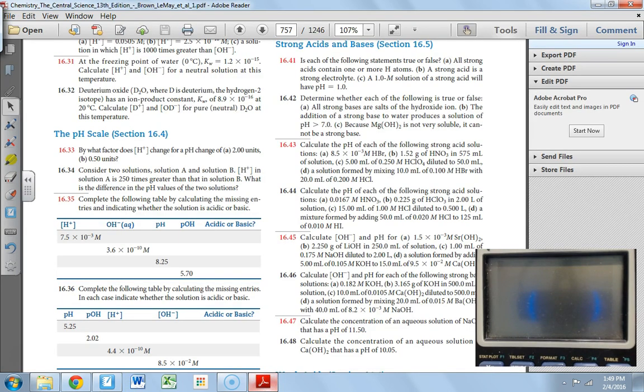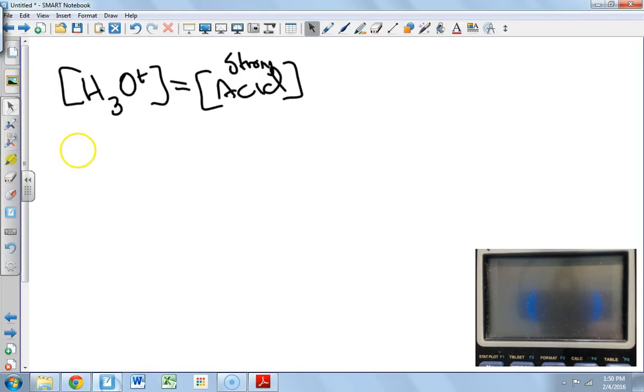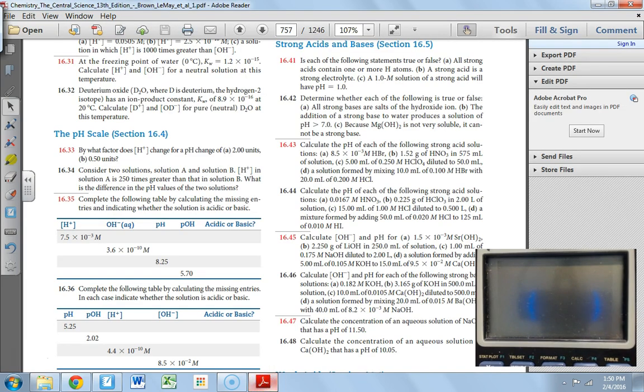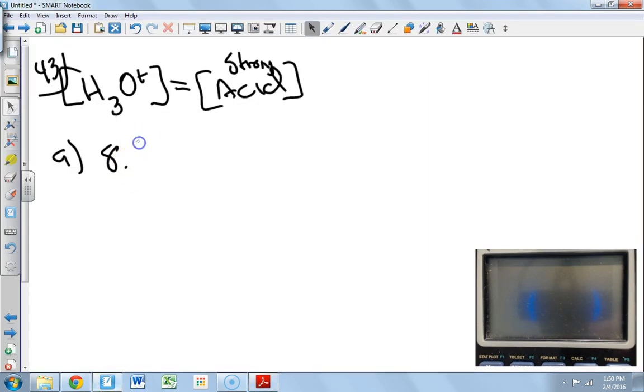So what are some of the examples? It says 8.5 times 10 to the minus 3 molar HBr. So part A, this is for question number 43. Let me double check that I have the right question. 8.5 times 10 to the minus 3 molar HBr. Okay, so now what do we do here?